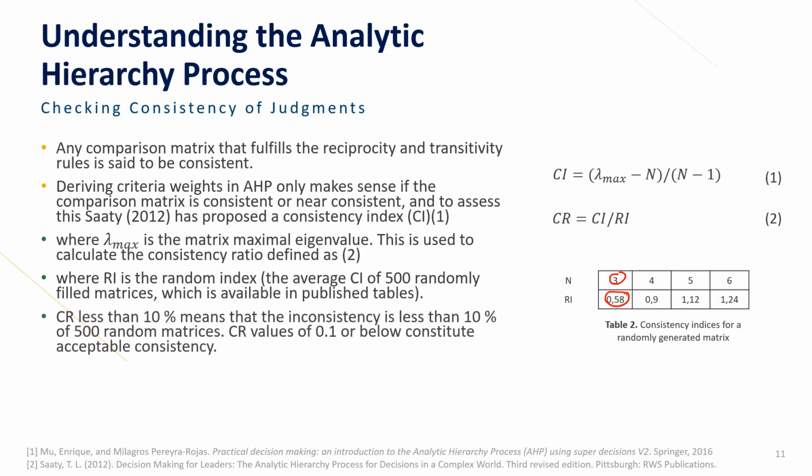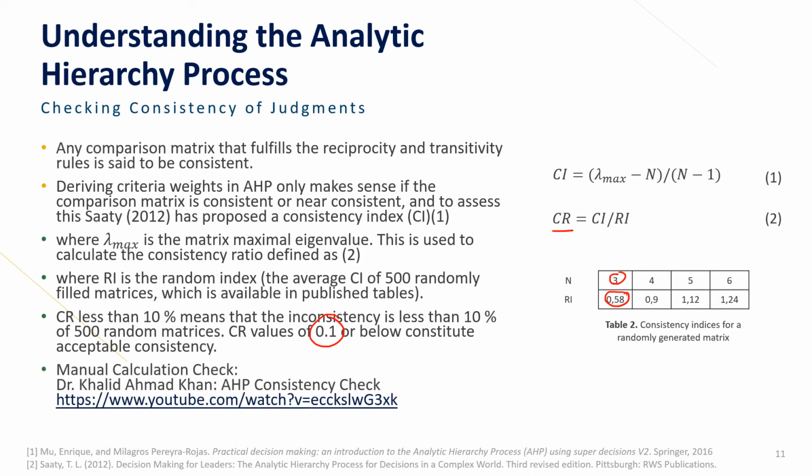After you calculate this CR, if the number is less than 10%, it means that your inconsistency is less than 10%. So this is the threshold showing that your comparison is consistent. And for manual calculation of this consistency index, you can go to the link and see the tutorial provided by Dr. Khalid Ahmad Khan.